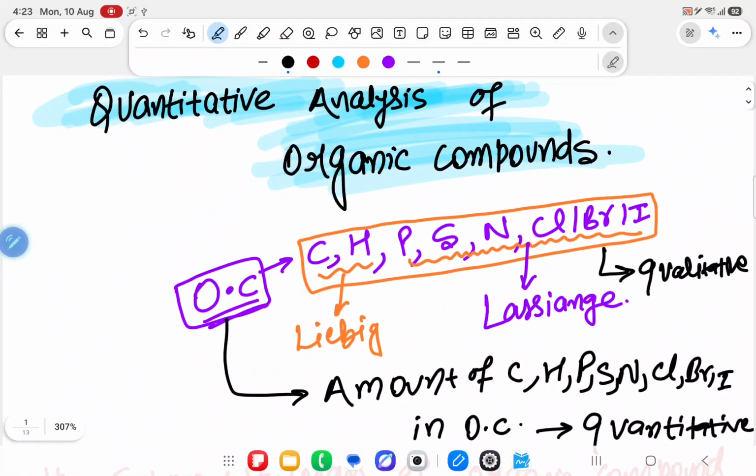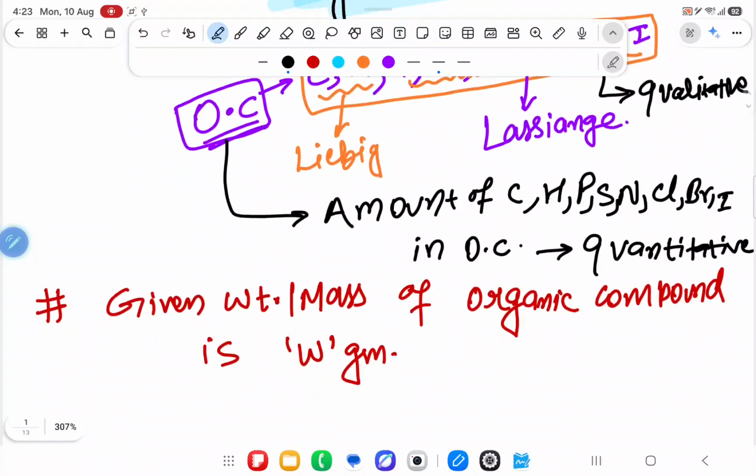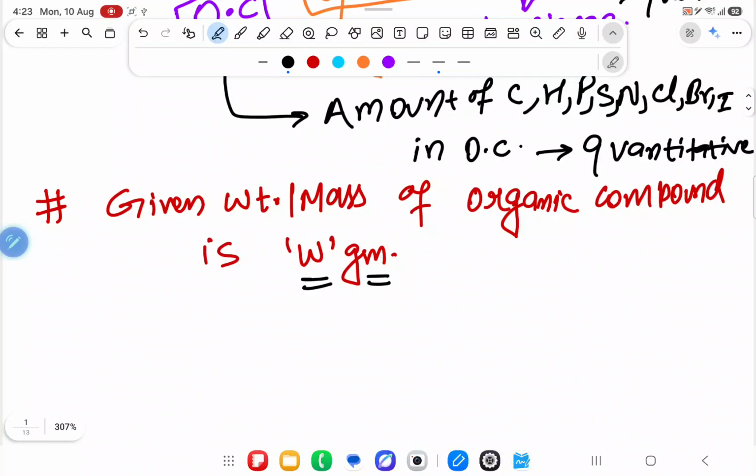In the last class, I have dictated you qualitative analysis. In that qualitative analysis, I have dictated you that organic compound contains carbon, hydrogen, which has been given by Liebig. Phosphorus, sulfur, nitrogen, chlorine, bromine, iodine has been given by Lassaigne. Now we are going to see what is the amount of that element present in the organic compound. Before starting this topic, I have taken the weight of organic compound as W gram.